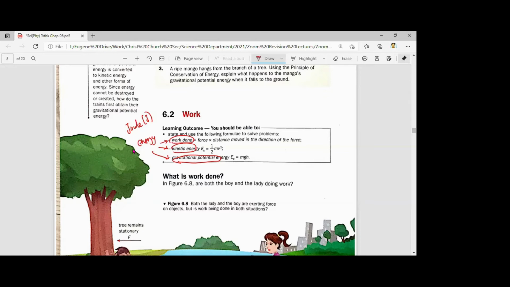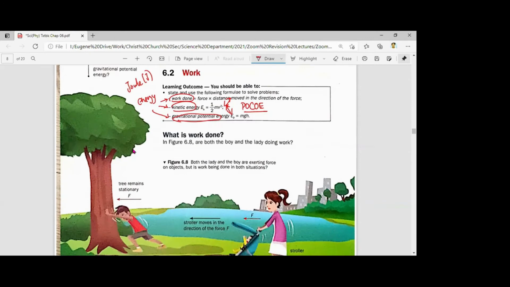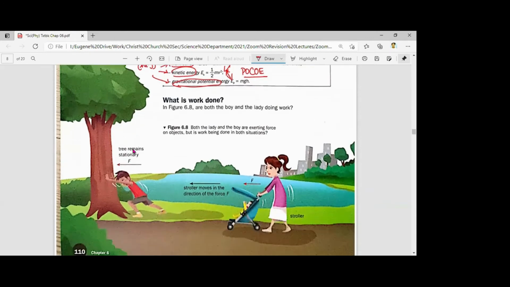Once you understand that there are different forms of energy, you also know that they can interconvert from one to another. But why can they convert from one to another? Because you can apply the principle of conservation of energy on them. POCE, in short. Okay, now let's go into details for each one of them.